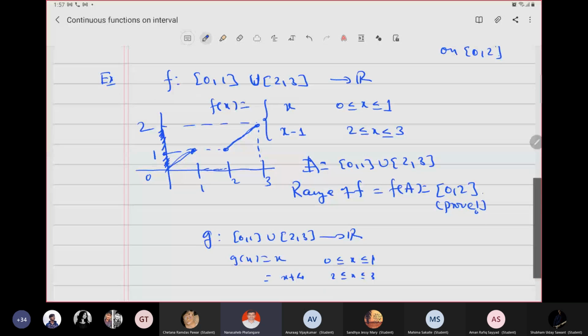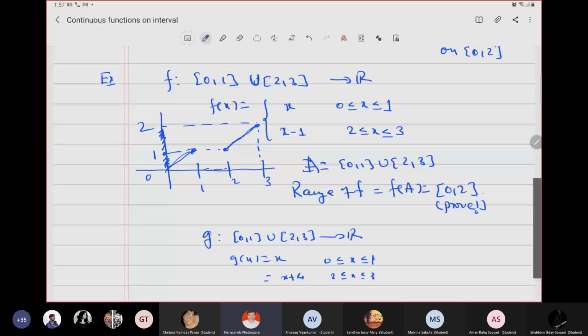And therefore, what does this example suggest? Even if the domain is an interval, if the function is not continuous, the range may not be an interval. That is the first observation. What is the second observation? Even if the domain is not an interval, the range can be an interval. And what g suggests: even if the domain is not an interval, the range may not be an interval. If the function is not continuous, then the range may or may not be an interval. So therefore there is uncertainty.